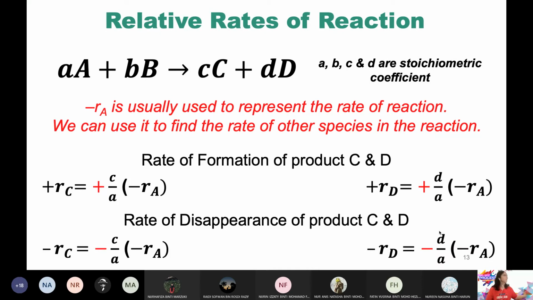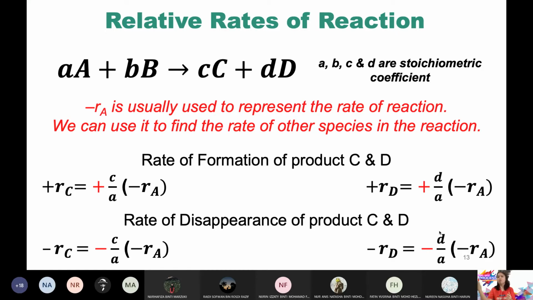Okay, right. So next one, I think should be the last for today. For C dan D. Okay, so katakan sekarang kita ada produk C, produk D. We want to calculate the rate of formation, the rate of disappearance. Okay, so rate of formation, positive RC, positive RD. Okay, equals to the number, positif ke negatif?